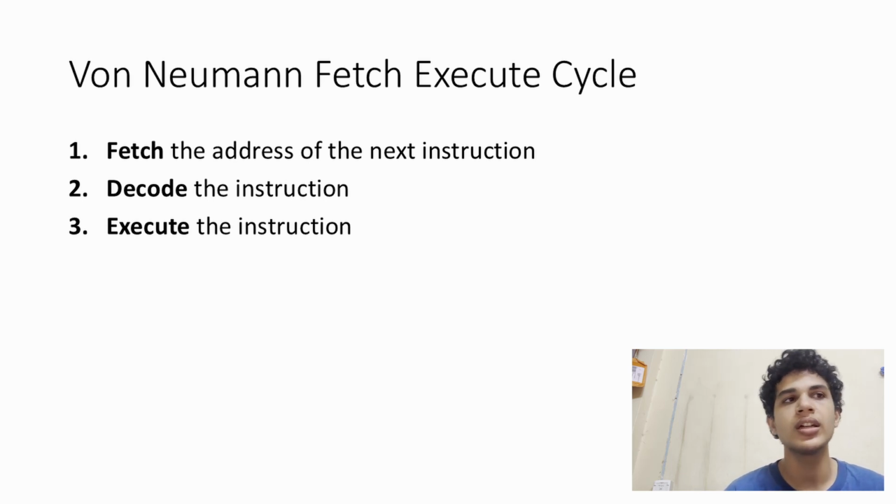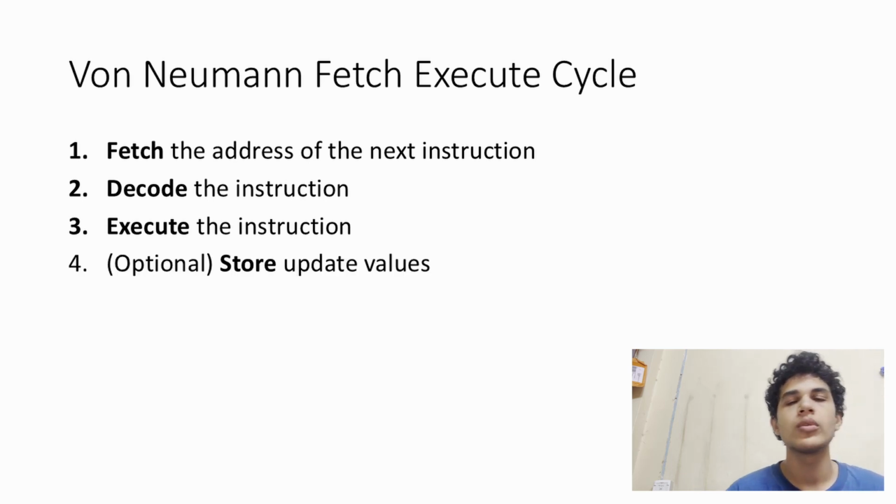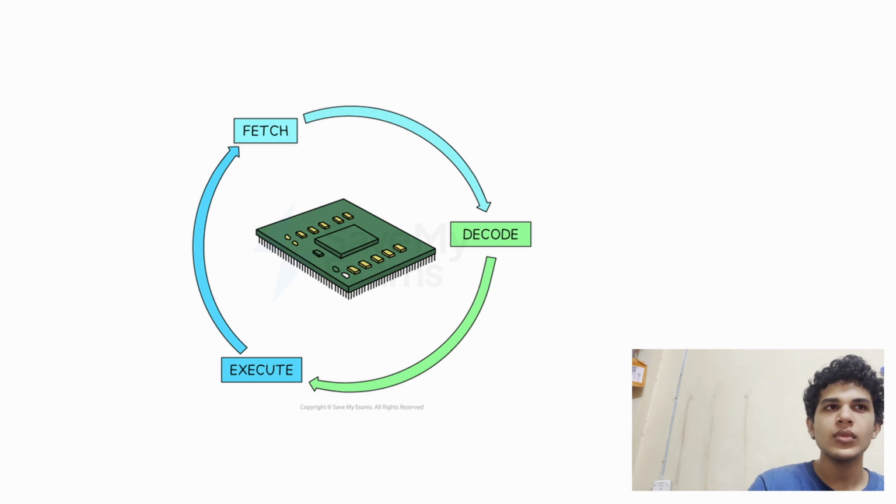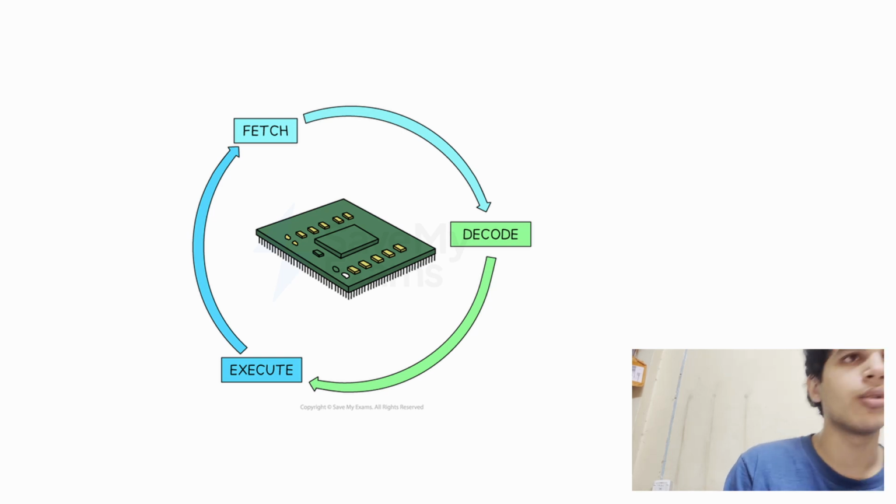Once the execute is done, there's a fourth process, which is optional, which is store update values, which means that the updated values that are generated are either written to some register or are written to the memory itself, the data memory. This is in a sense the fetch execute cycle. How it's implemented on the CPU is a bit more complex than that. Let me go into detail.